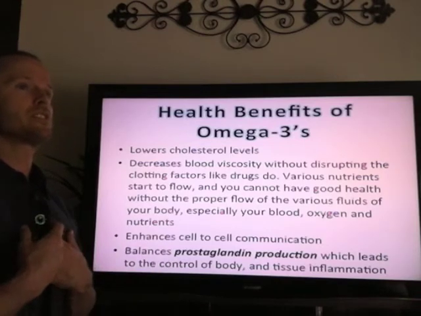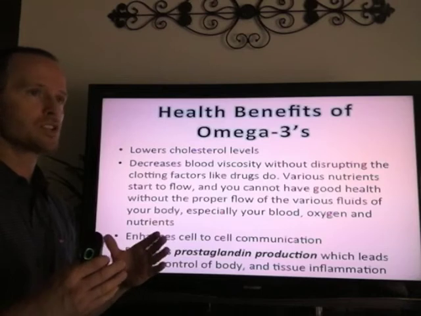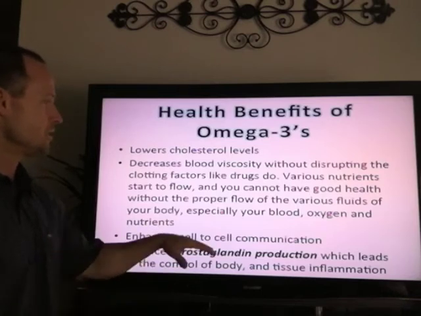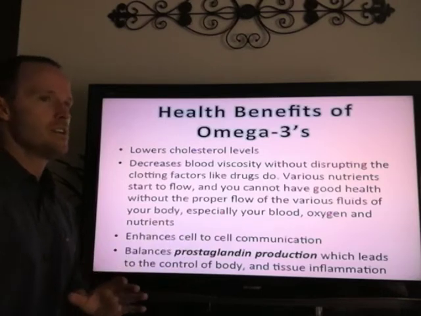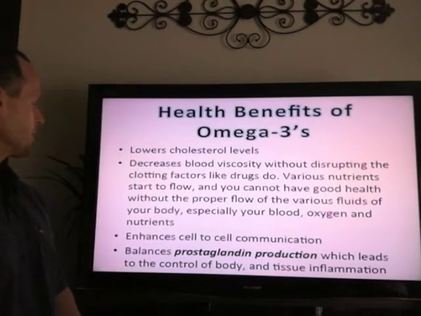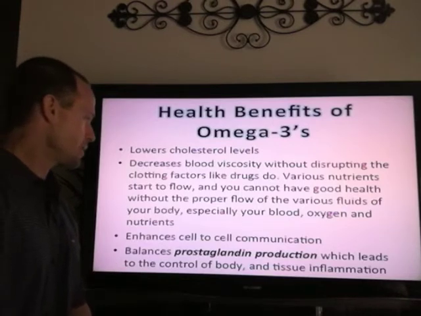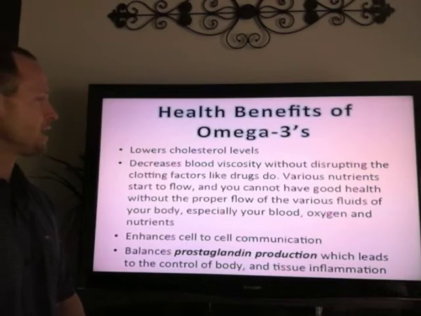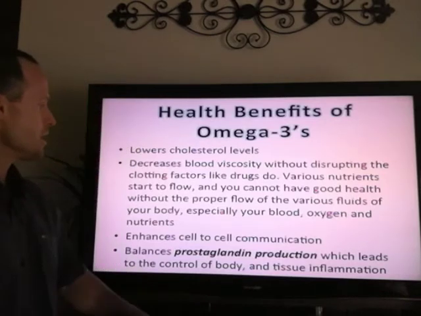Over 200 trillion cells in your body work in harmonious conjunction and synergy with each other. That is cell-to-cell communication. You disrupt that, certain systems suffer, then you eventually suffer. It balances prostaglandin production, which leads to the control of body and tissue inflammation. We're going to talk about this a little bit.